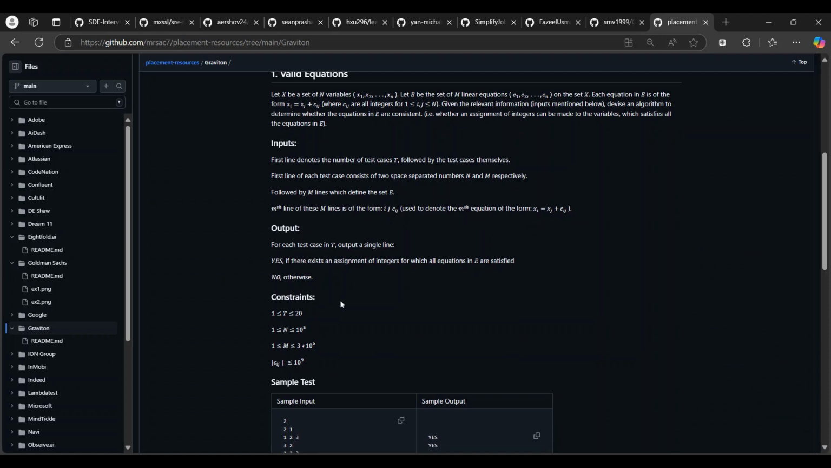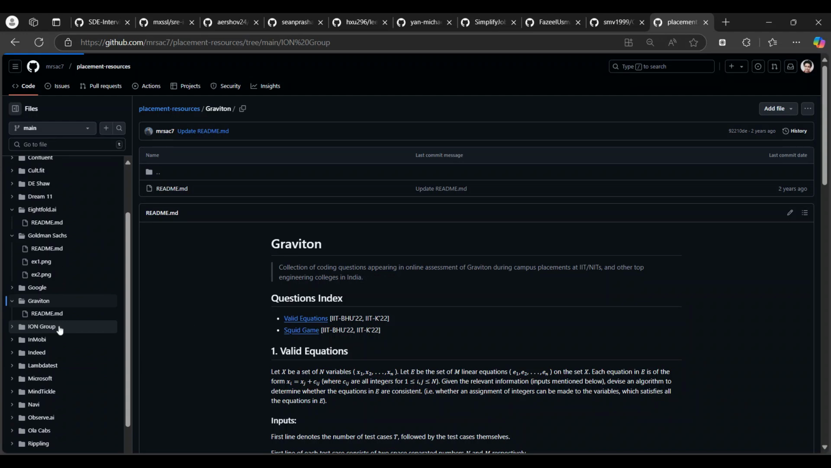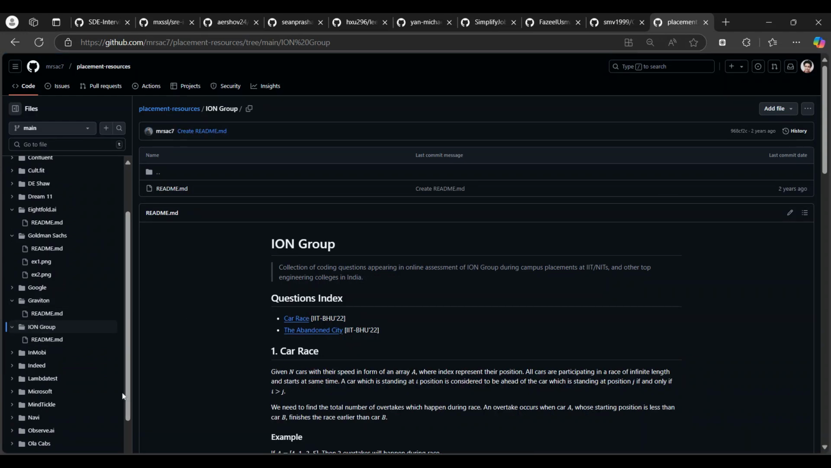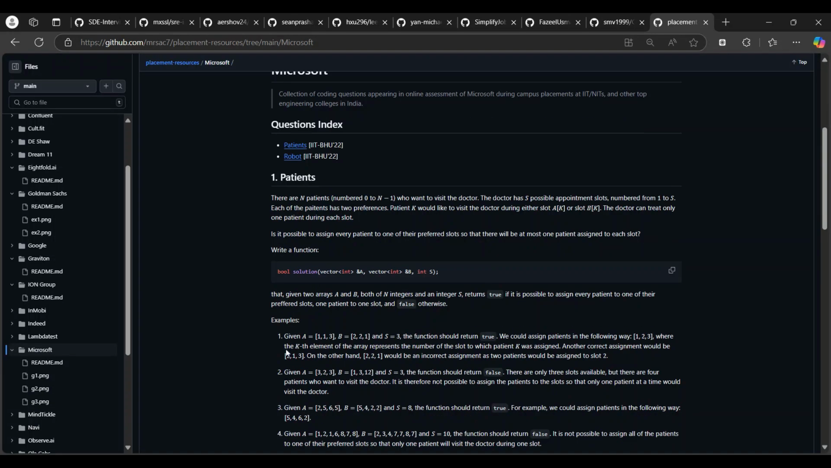I guess this is created by people from IIT BHU and IIT Kharagpur, so you get the idea, right? These are the companies that came to the big IITs and asked these questions. If you prepare these questions, you can of course crack these companies, right? Then Ion Group, mostly IIT BHU people, I guess, created this GitHub repo. But anyway, just prepare these questions.